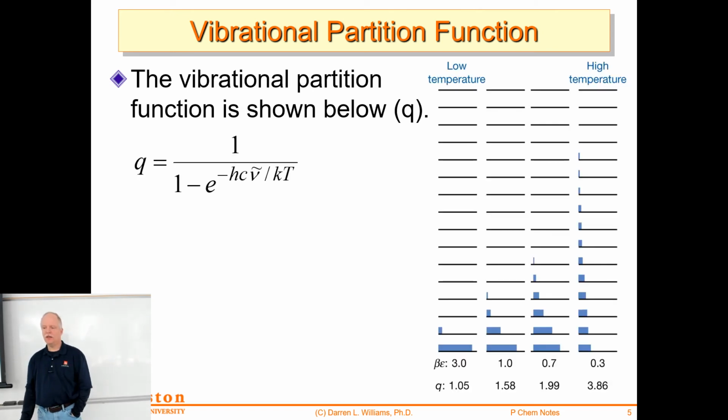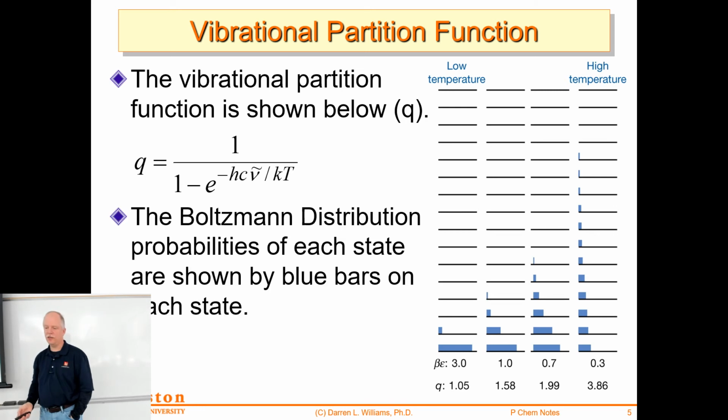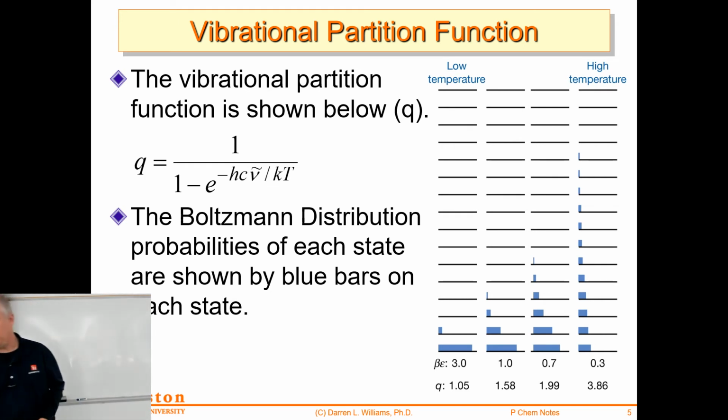And so let's look at the ramifications of this. Essentially, we have these energy level diagrams shown on the right for different partition functions, and the Boltzmann distribution probabilities are shown by the blue bars. This is a graph of the energy levels that are populated at different temperatures. These numbers here are beta epsilon, so essentially it's energy over kT. The vibrational energy over kT is 3. That means the energy level is 3 times higher than the thermal energy you have available.